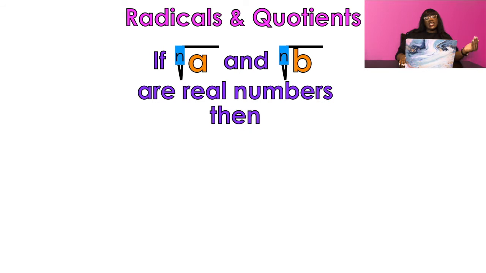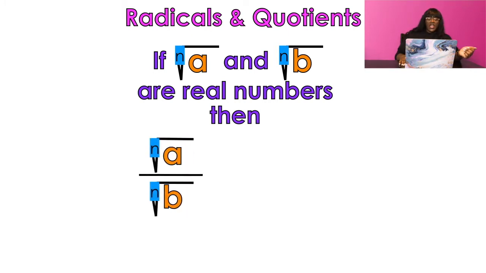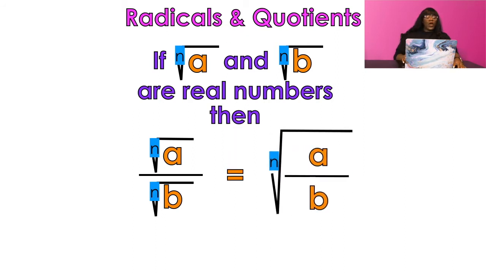So our new rule is if the nth root of a and the nth root of b are real numbers, then I can change that expression, a radical over a radical, to be one big old radical. And the opposite is true too. If I have one big old radical, so fractions, I can separate it to be a radical on top and a radical on the bottom, just as long as b does not equal zero, because you know we don't like zeros in denominators.